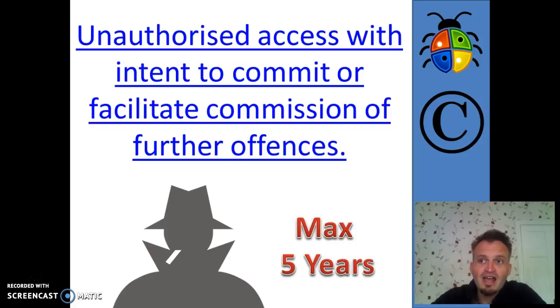For example, someone accesses a bank. Now, they don't just look at someone else's account information. What they try and do is they want to steal the money. They want to change the data to increase the amount of money that they have in their account. Or maybe a student hacks into the school computer system with the intention of increasing their own grades. Again, this would then be this sort of next level of offence. And that's going to get you up to 5 years in prison in the UK. Again, different country to country.